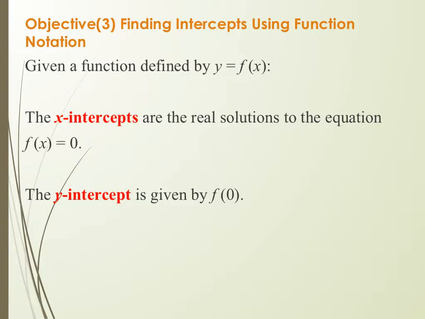Objective 3 is finding intercepts using function notation. So given a function defined by y is equal to f of x, the x-intercepts are real solutions to the equation f of x is equal to 0, and the y-intercept is given by f of 0.